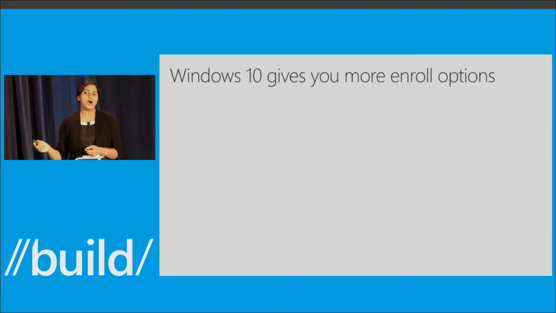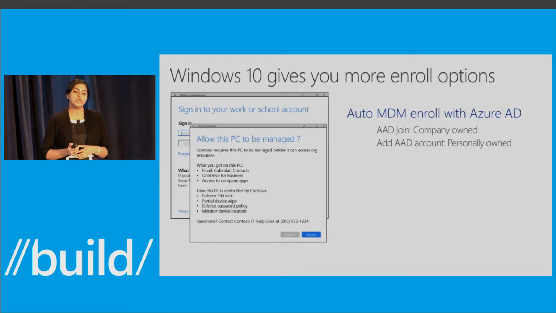So I showed you how I enrolled into an MDM server. But with Windows 10, you have more options. We talked at the beginning that with Windows 10, you have the option to use Azure Active Directory to log on users to your PCs. So you as my admin could mandate that I join my device to Azure Active Directory when I initially set up the device, because it's a corporate-owned device. Or I, as a user, could choose to add an Azure Active Directory account to my PC after I set it up initially with my personal account. That's going to give me single sign-on to my corporate resources, which is why I might go and add that.